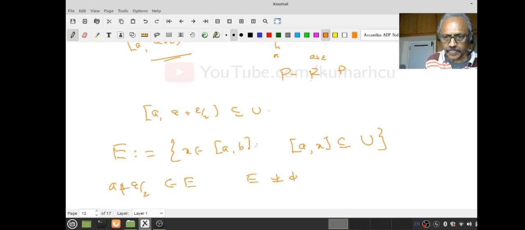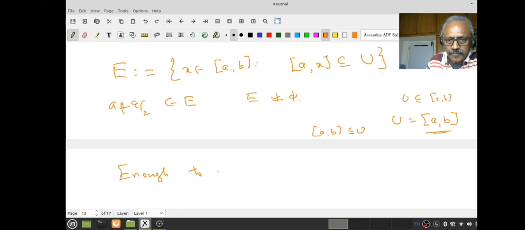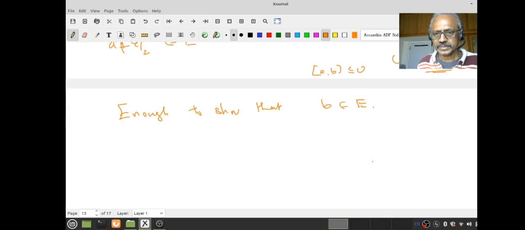Right? Now, to prove the result, what do you think I ought to prove? Look at that. What is it that I want to prove? I want to prove U is nothing other than the interval AB. Let's look at E. What do you think I have to assert about E? Remember, U is already a subset of AB. Therefore, what do I have to prove? I have to prove AB is a subset of U. Alright? That means it's enough to show that B belongs to E. You accept it? Very good.